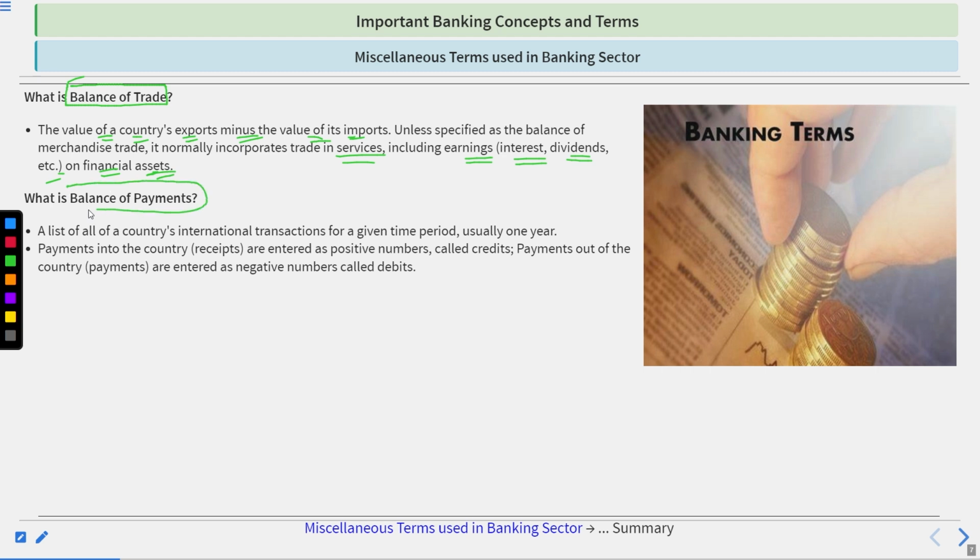Balance of payment. The balance of payment is actually a list of all a country's international transactions for a given time period, usually 1 year, known as the financial year. Payments into the country, receipts, are entered as positive numbers called credits. Payments out of the country are entered as negative numbers called debits. If the debits are higher, the country's balance of payment is minus. If the credits are higher, the balance of payment is plus. If they are both equal, then the balance of payment is equal. Okay.